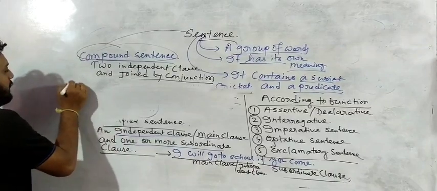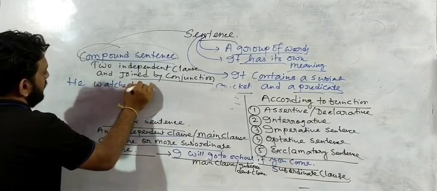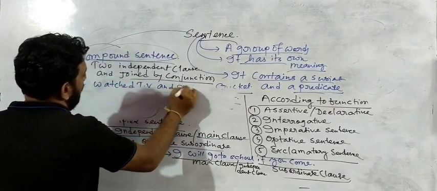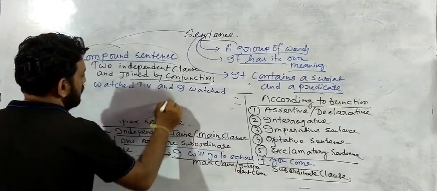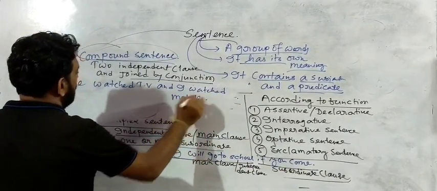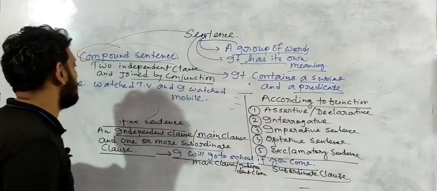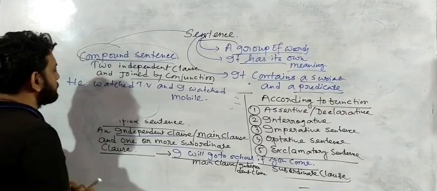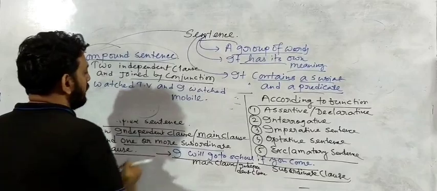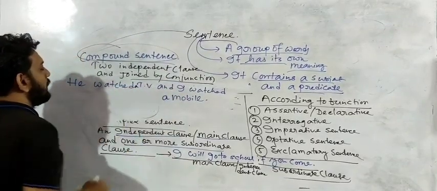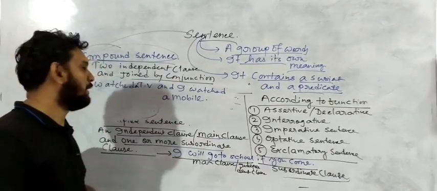I will write a sentence. He watched TV and I watched mobile. He watched TV and I watched a mobile. Okay, try to understand. He watched a TV and I watched a mobile.